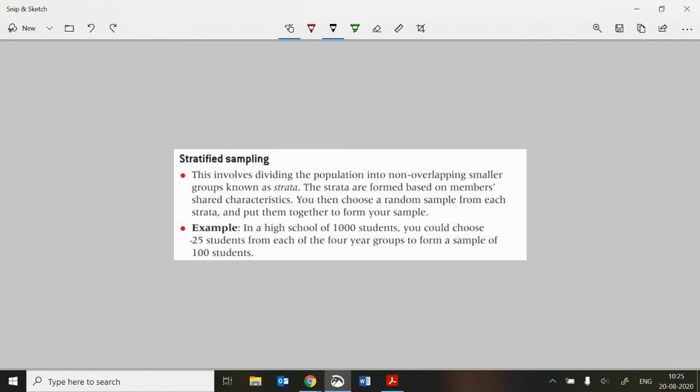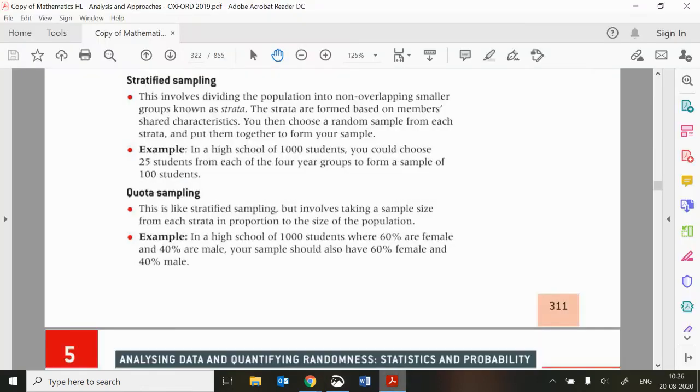Okay, now when we choose 25 students, we'll probably choose them at random. Well, in fact, we're told we should choose them at random. But okay, so that's stratified.